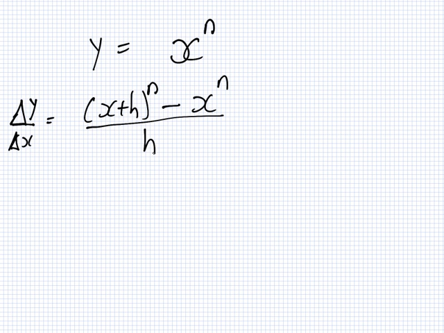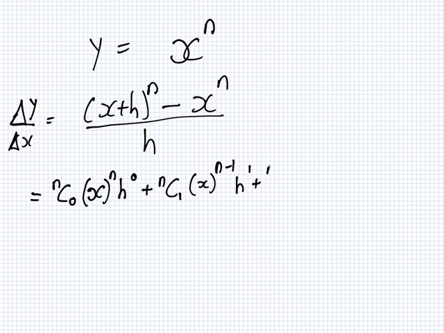Expand how, though? I can't use Pascal's triangle because I don't know what the n is. So I can expand using the other method. Binomial coefficient. So this will be nC0, and I think I'll start with the x first. So x^n h^0. Yeah. nC1, and minus 1, h^1. And then this continues.